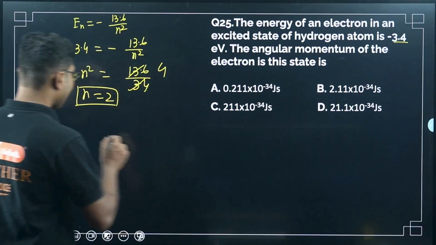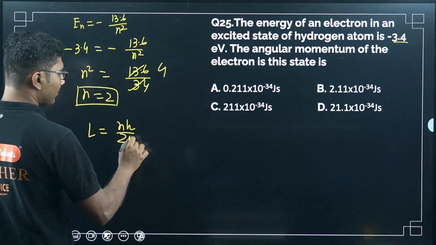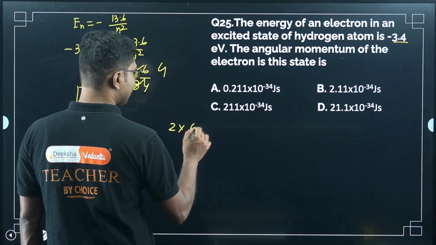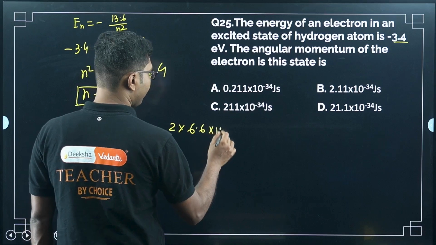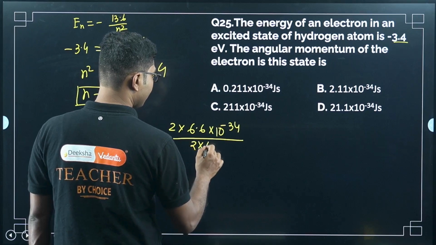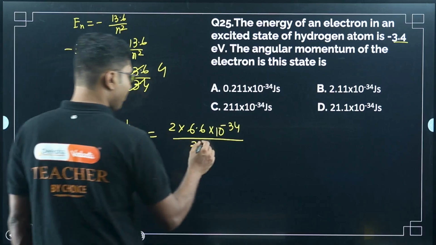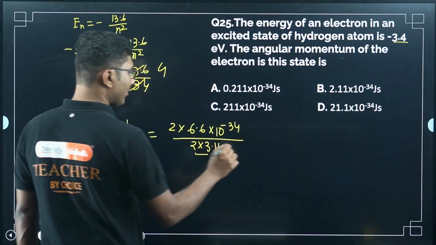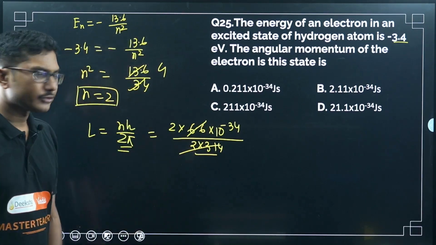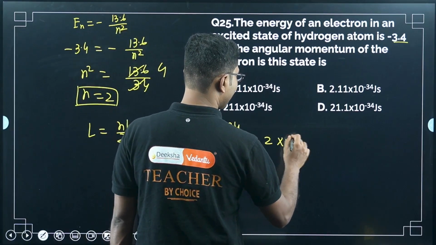Right? Now, what is the angular momentum? Angular momentum is nh by 2 pi. So you have to calculate this thing, there is no shortcut. n is 2, h is 6.6 times 10 to the power of minus 34, and 2 pi is 2 times 3.14. Now 2 times 3.14 is 6.28. 6.28 and 6.6 are very close, so approximately we can cancel that and write this as 2 times 10 to the power of minus 34.